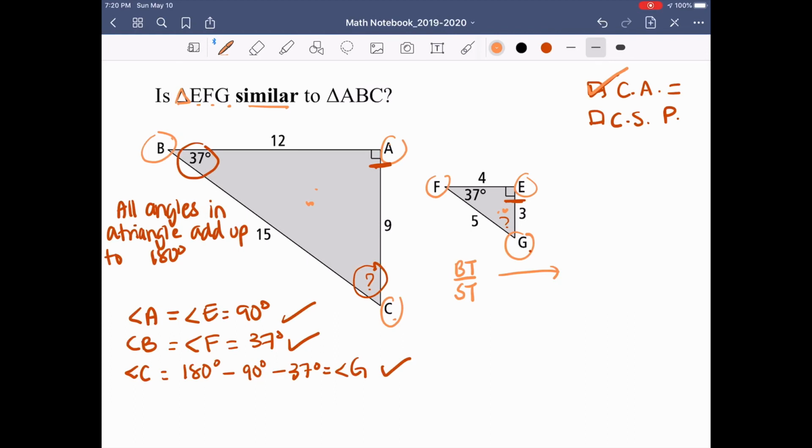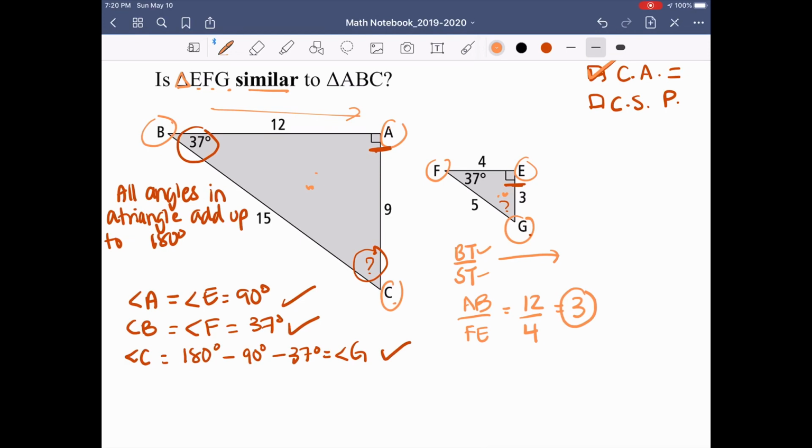So let's check. Side AB corresponds to side FE or EF. And side AB is 12, side EF is 4. When you divide them, you get 3. So this is our first ratio. So we're doing big triangle over small triangle. Let's do our next one.